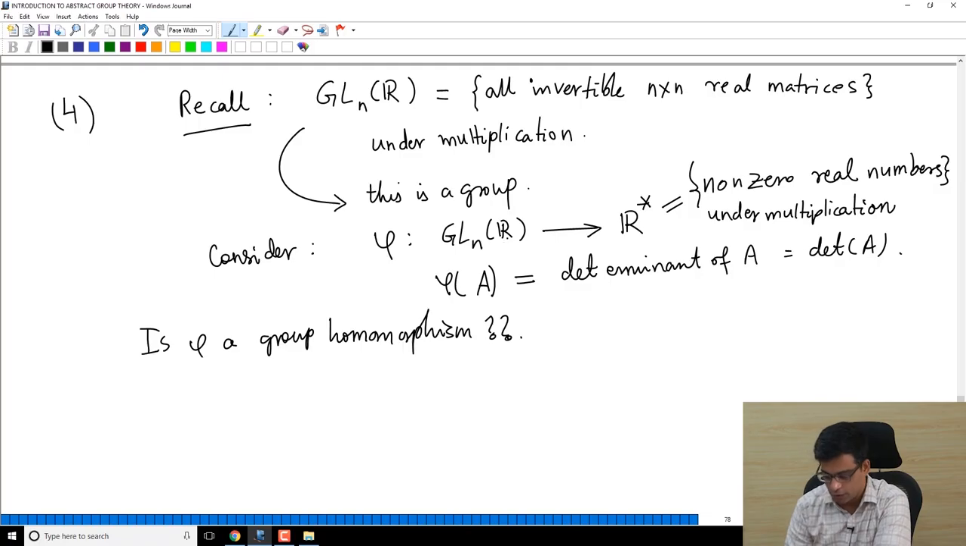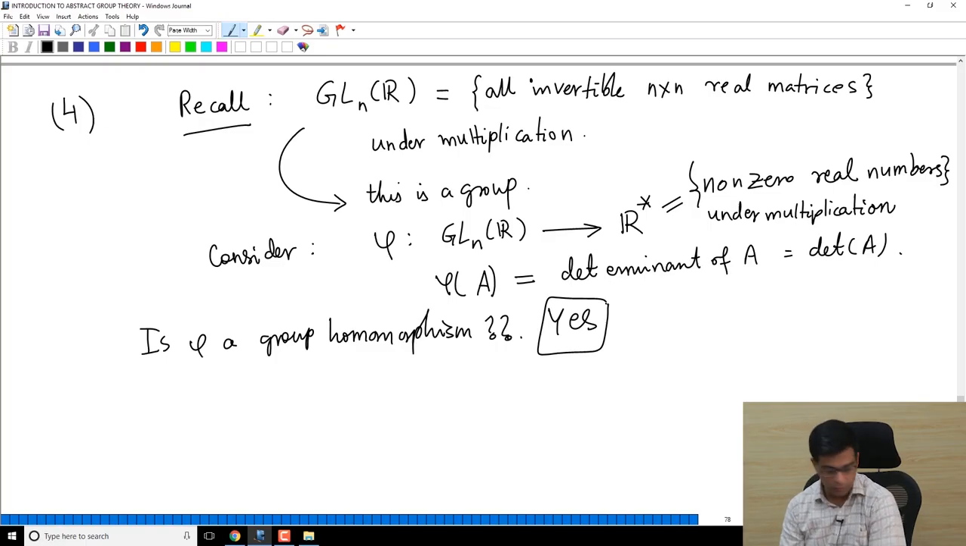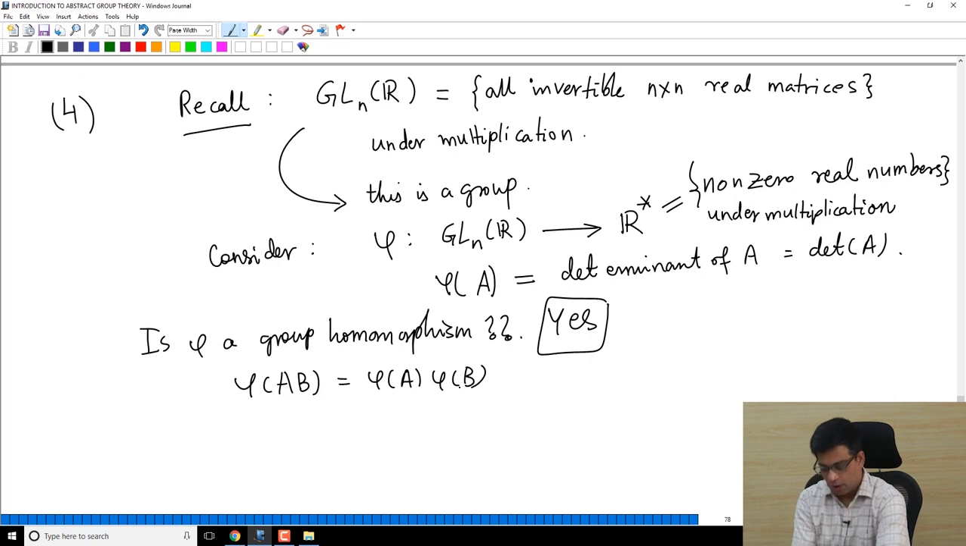It's a function from one group to another group. And the answer is yes. And it follows from the properties, if you have seen matrices before, properties of the determinant. What do we have to check? Remember, the definition of a group homomorphism is phi of AB should be same as phi of A times phi of B. I'm going to use the letters capital A, capital B, because that's more standard to denote matrices by capital A, capital B. Again, the definition of a group homomorphism is phi of AB must equal phi of A times phi of B.